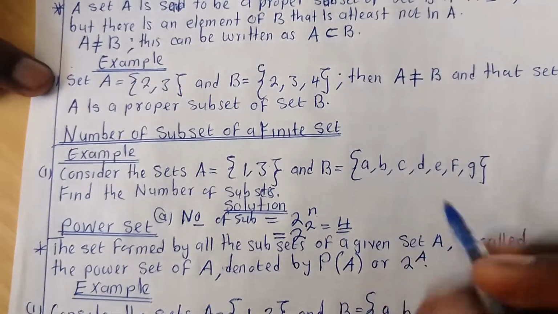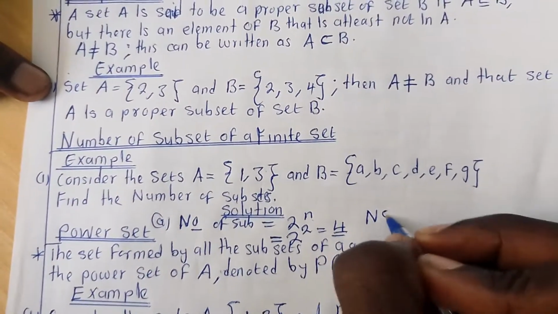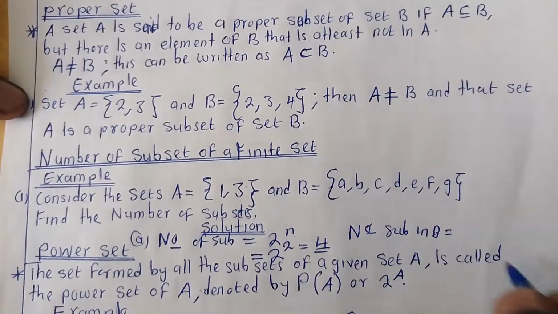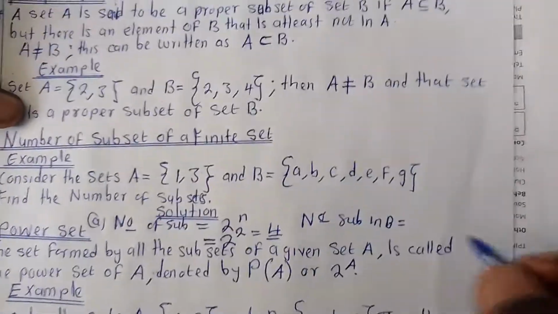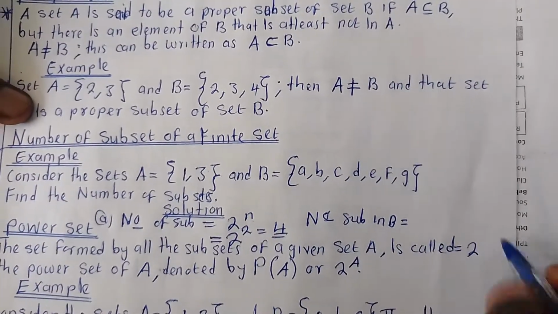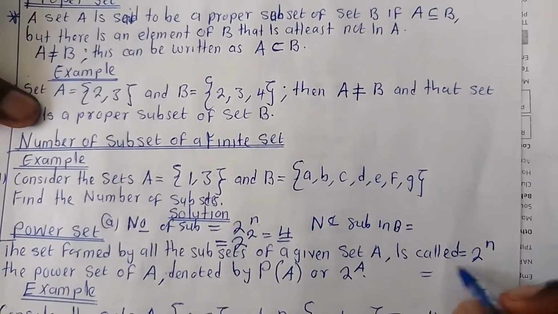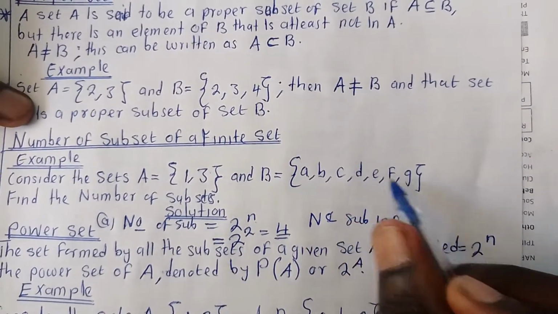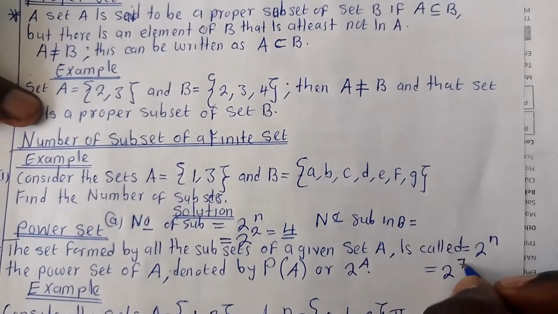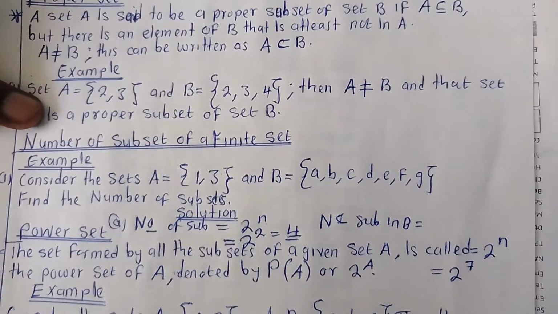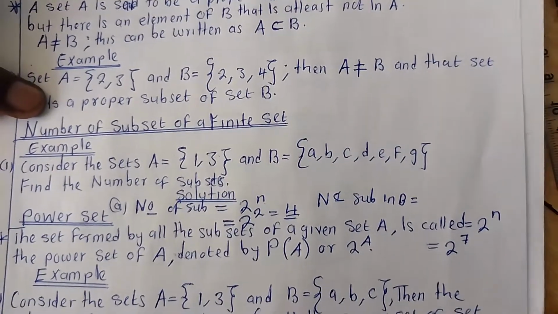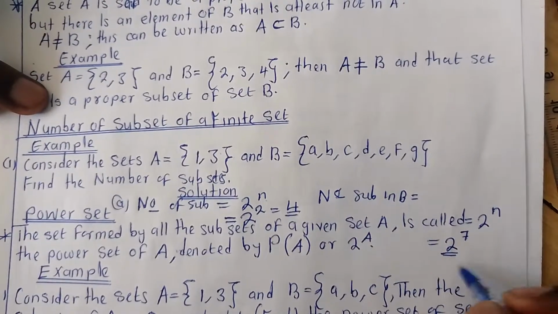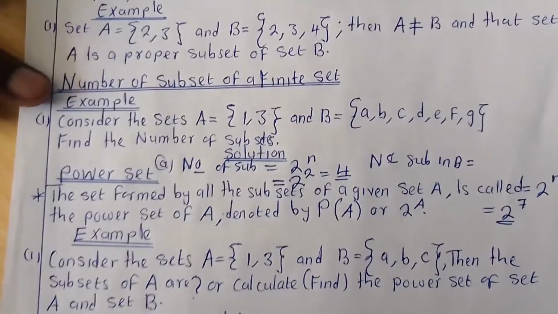When it comes to B, you can simply say the number of subsets in B is equal to 2 to the power n. So now this is 1, 2, 3, 4, 5, 6, 7, so 2 to the power 7. Whatever value you find, that is the answer.